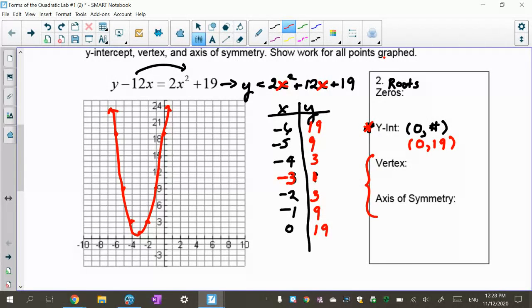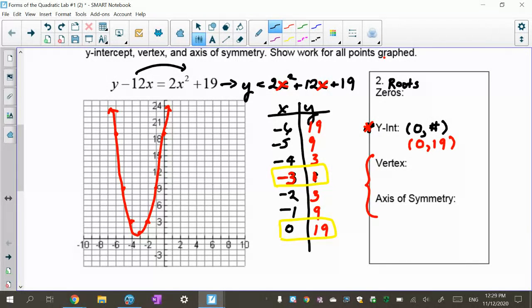Now, I already know right here, oops, I didn't mean to do that. We'll undo that. I was going to underline it right here. I already know that negative 3, 1 is my vertex, and my axis of symmetry is going to be x equals negative 3. But I'm not going to write it here because this is a good check. Here's my y-intercept. I already have that there. So I've got to show algebra to justify the negative 3, 1.